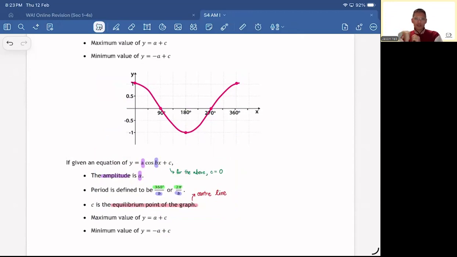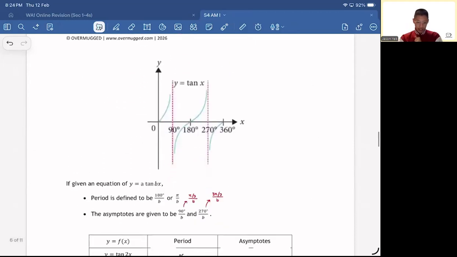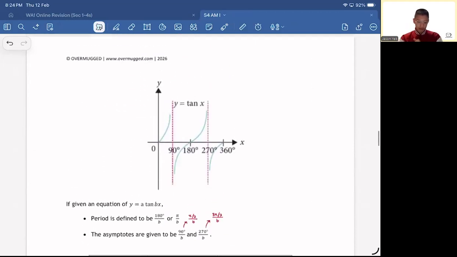Once you get this down, just do a quick recap over here. Last part of recap before we go to questions. Tangent over here does have a center line, but it's not very tested, because your tangent graph just goes all the way up and down, so it doesn't really have any significance if you shift up and down. But it's still good to know the period of a tangent, which in this case, be very careful, is not 360, it's 180.